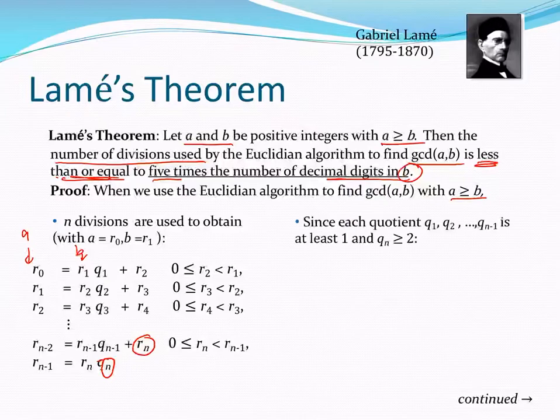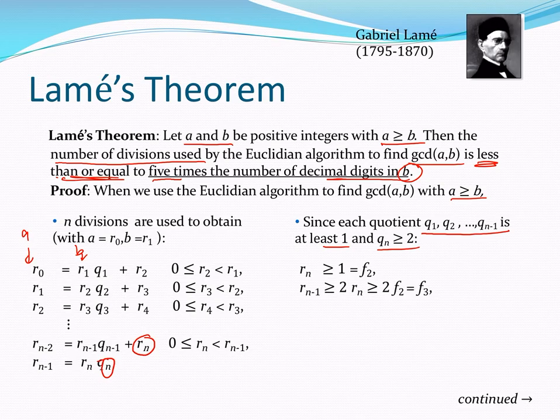So let's start by considering the bottom. Each quotient q is greater than or equal to 1, and the final quotient q sub n is greater than or equal to 2, because if it was 1, then we would have stopped one step sooner. All right, so let's first talk about r sub n. Since r sub n is our greatest common divisor, it's greater than or equal to 1, and 1 is Fibonacci 2, so Rn is greater than or equal to Fibonacci 2.